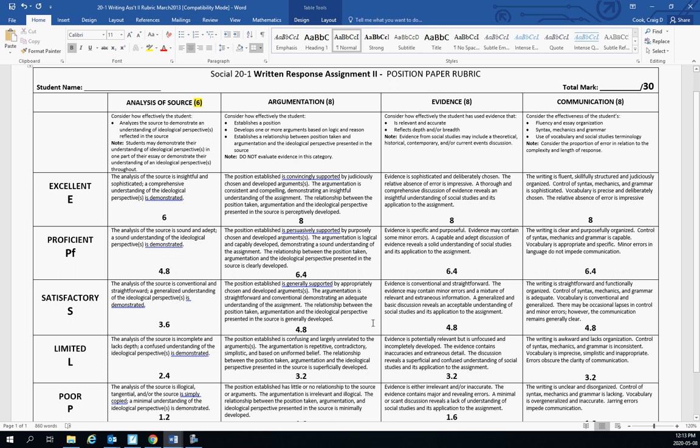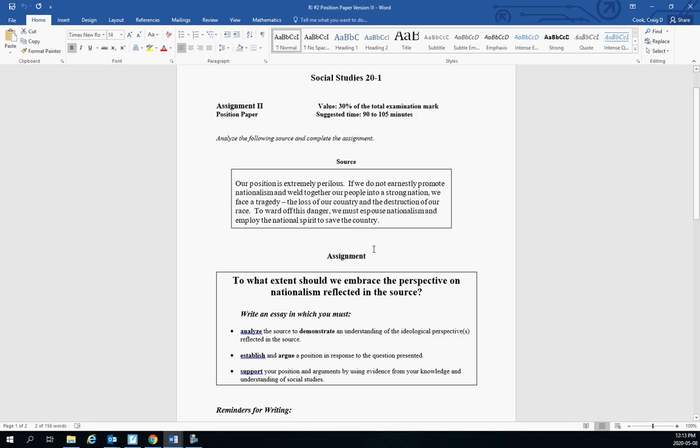This rubric will be on D2L as well, so you can download it and maybe even have it with you while you're writing. But if you want to be scoring proficient or excellent on the analysis, you've got to have a good intro that does a good job in dissecting the source and unveiling your thesis and so on.